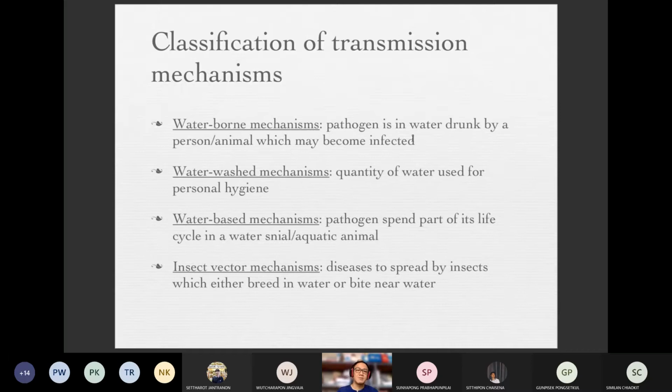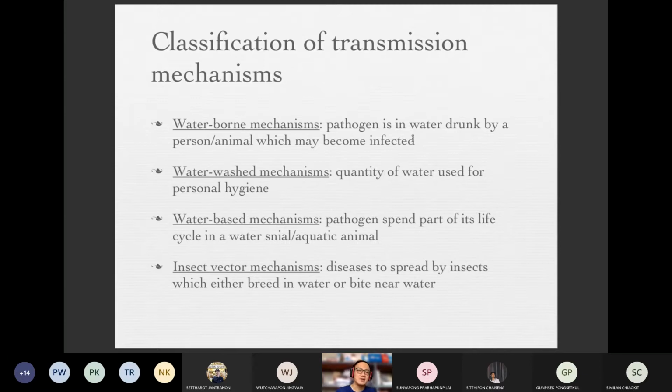So what does it mean? It means that we drink water, we consume contaminated water, water containing some pathogens that have the potential to cause disease, and finally we become infected. So this is the kind of disease transmission due to the first mechanism.